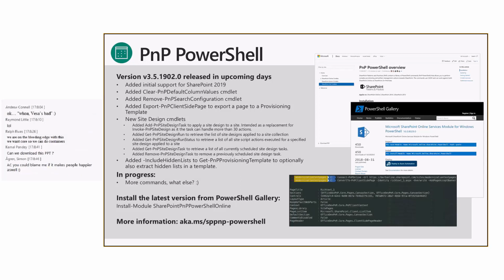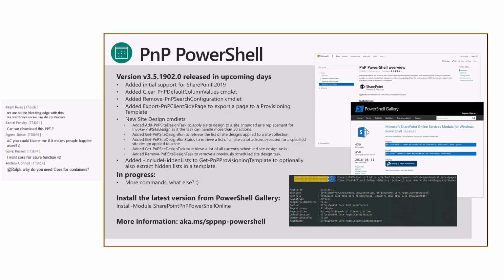One that got quite some positive feedback on Twitter was about the design tasks. You might be aware that there is a limitation in site designs with more than 30 actions. And if you schedule it as a task, you can run more than 30 actions. So we now support them too. These are not very unique commandlets. They are already available in the Office 365 management shell, but now we have a PnP equivalent for them too, so if you don't want to install the management shell, you don't have to.